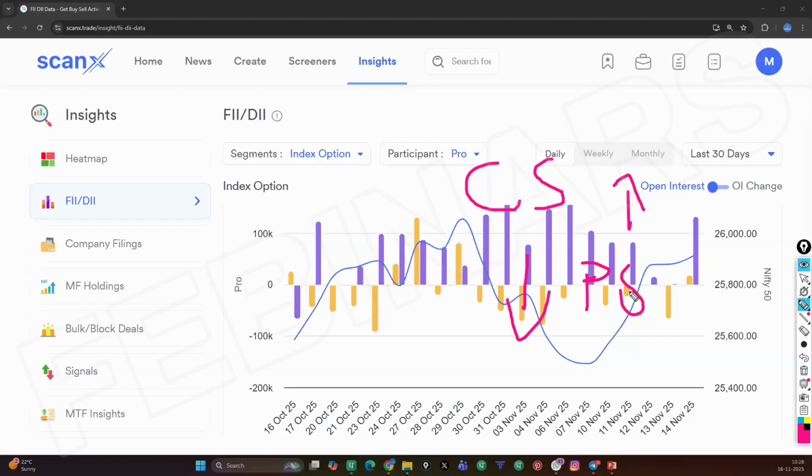Hope you were able to understand. There is a selling perspective. Buying, when the market is coming down, is put buying. Call buying if the market is going up. That's all. Hope you were able to understand.